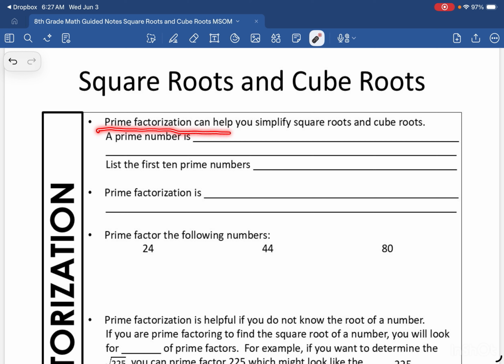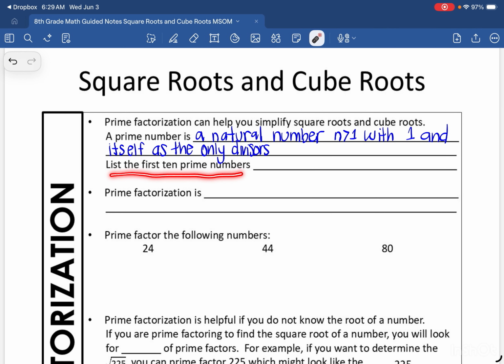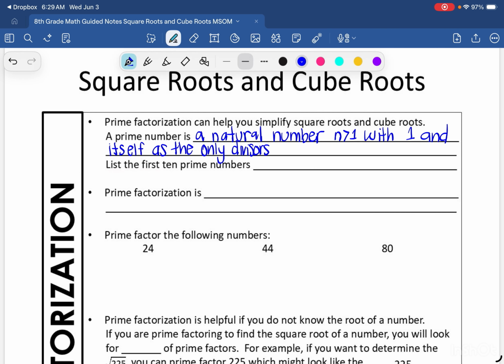Prime factorization can help you simplify square roots and cube roots. A prime number is a natural number greater than 1 with 1 and itself as the only divisors. List the first 10 prime numbers. Okay, so a prime number has to be greater than 1. So 1 is not a prime number.